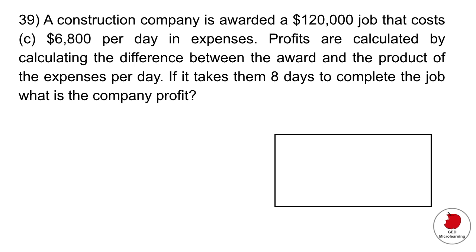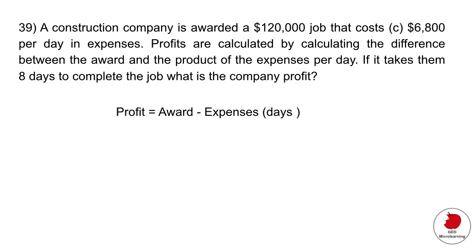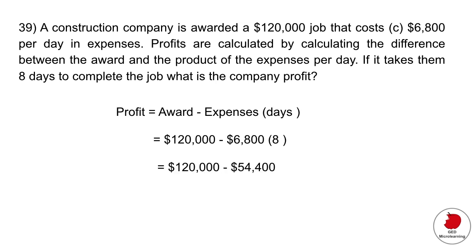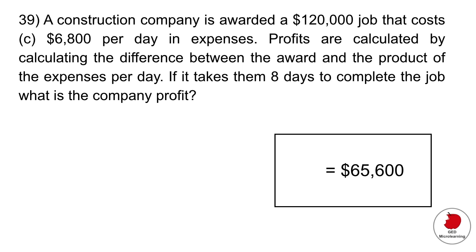Okay, so the first thing that I always like to do is to think about what they're asking you in words. Basically the profit is going to be the amount that they were awarded, $120,000, minus the expenses that they incur every single day. They're telling us that the expenses are $6,800 and that they're going to be working for 8 days. So all you have to do is multiply 8 days by the expenses and subtract that from the award. If you do that, you end up with $65,600. So that would be the final answer.